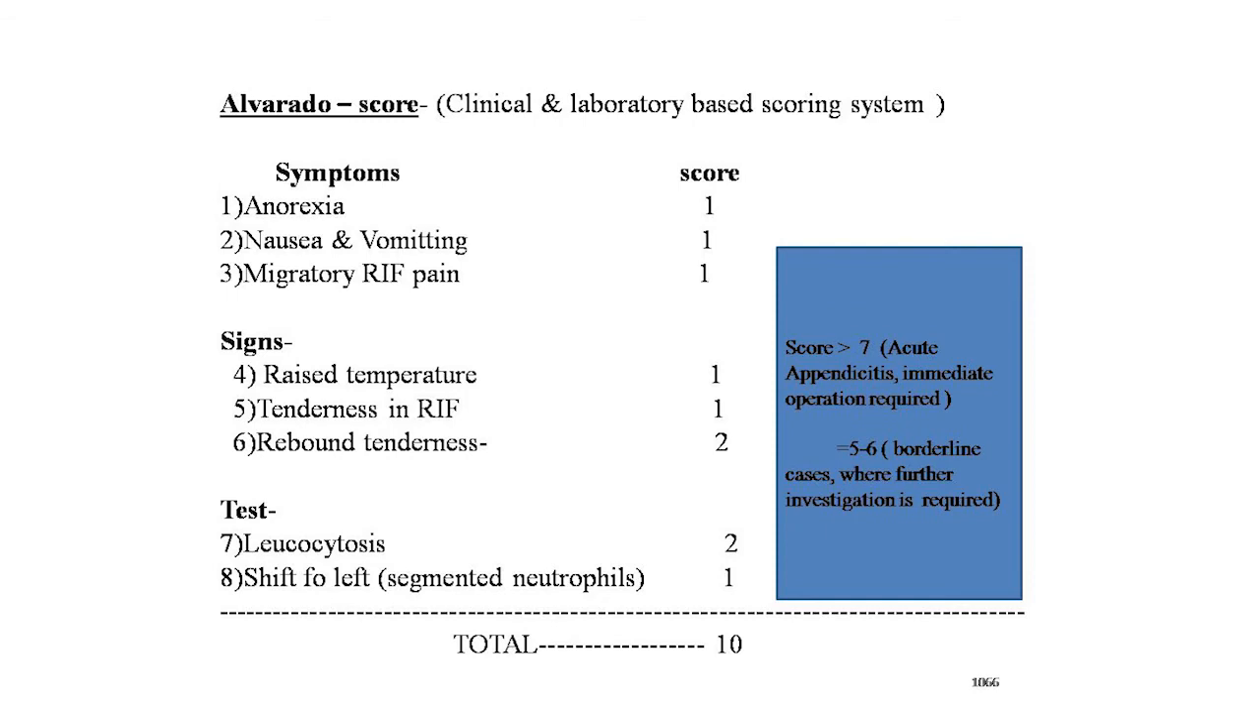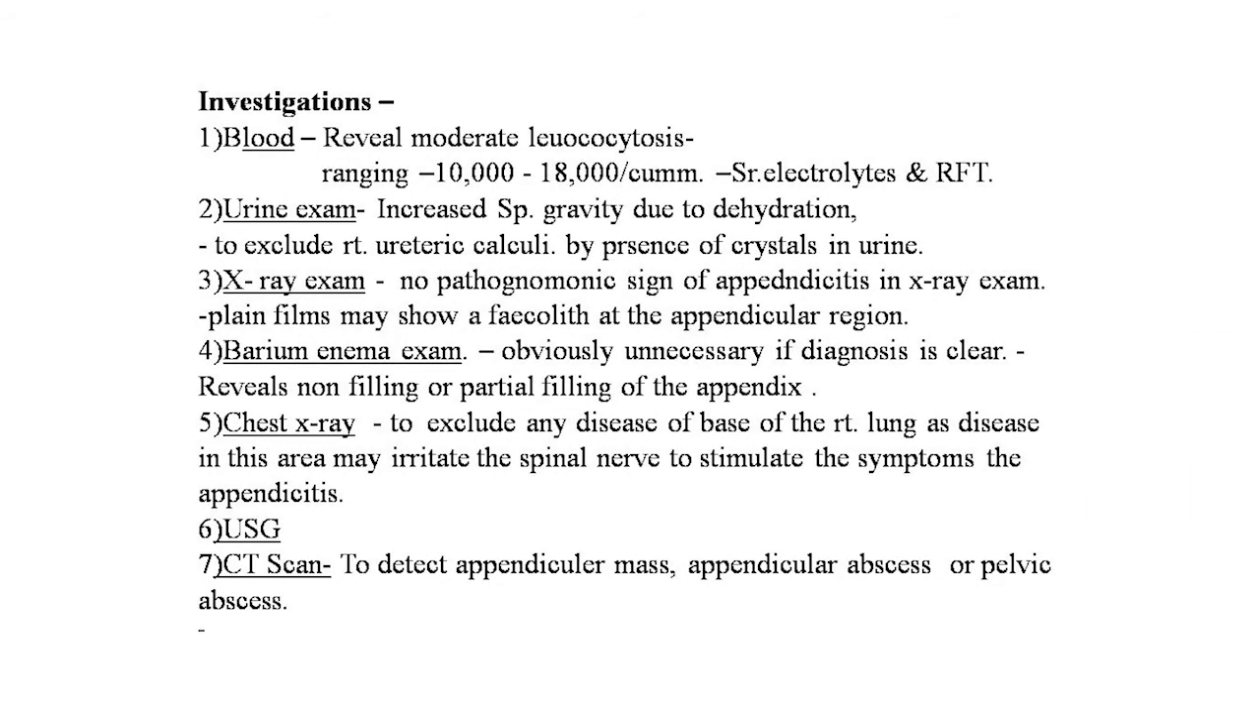Total 10 points, and if the score is more than 7, then it is acute appendicitis and immediate operation is required. If the score is equal to 5 to 6, or in borderline cases, further investigation is required to establish the appendicitis.